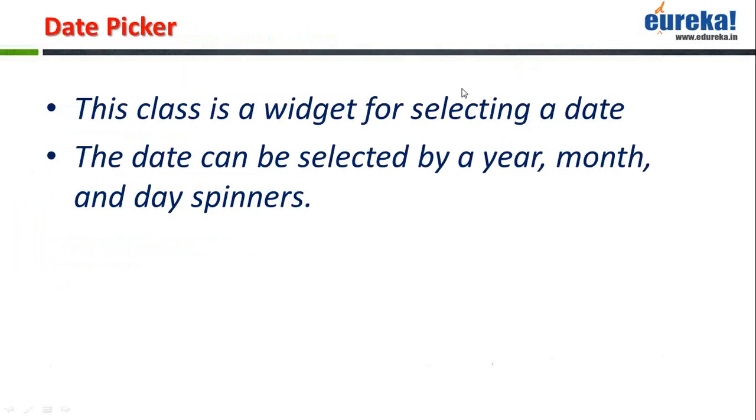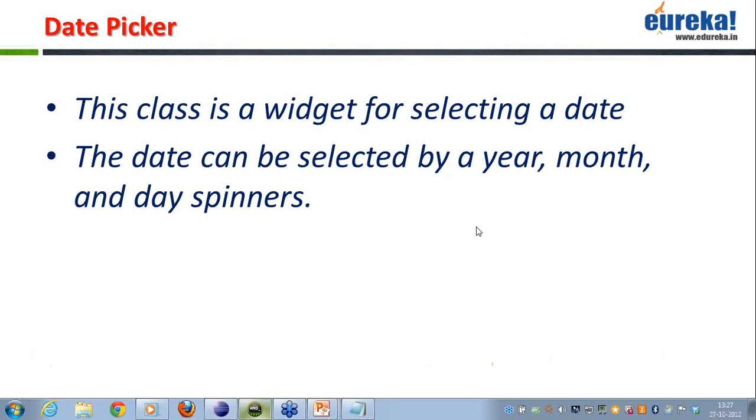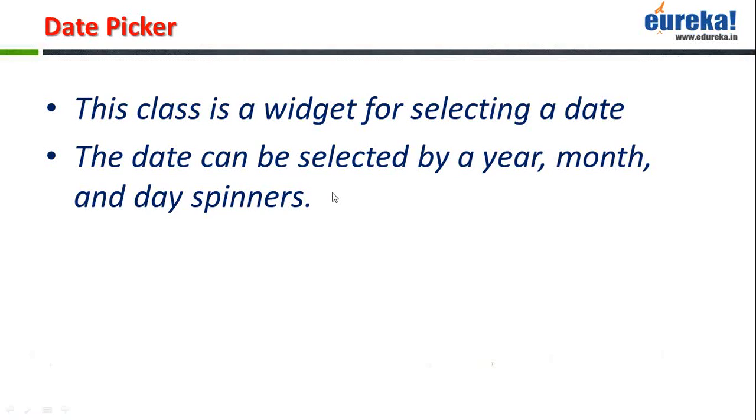Alright, so there we have another widget which is called the date picker. The date picker actually opens up in a pop-up, that is the dialog box. So this class is a widget for selecting a date. The date can be selected by a year, a month, and a day spinner. Under the dialog box we have the various options like the year, the month, and the day spinners. So here is an option to it.